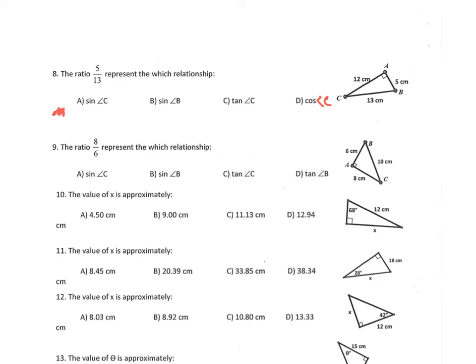Okay, so then the ratio 5 over 13 represents what relationship? So we're looking for 5 over the 13 side. So that would be the sine of C, because for angle C we have the opposite to the hypotenuse. So that's what sine is, opposite to hypotenuse, so that's answer A. Sine of B would be 12 over 13. Tangent of C would be 5 over 12, and cosine of C would be 12 over 13. So it is answer A.